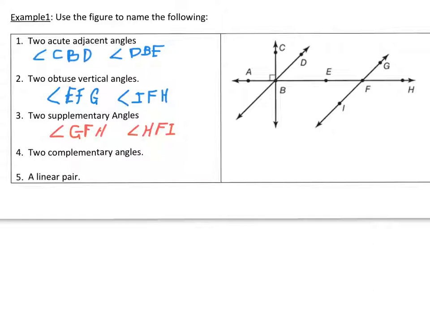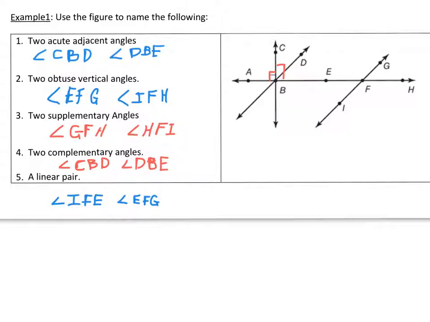Okay, and then we need two complementary angles. So we need two angles that complement each other. That would give you a 90-degree angle. Well, if I know that this angle here is 90 degrees, then I would also know that this angle here would be 90 degrees as well. So this could be angle CBD, and angle DBE.